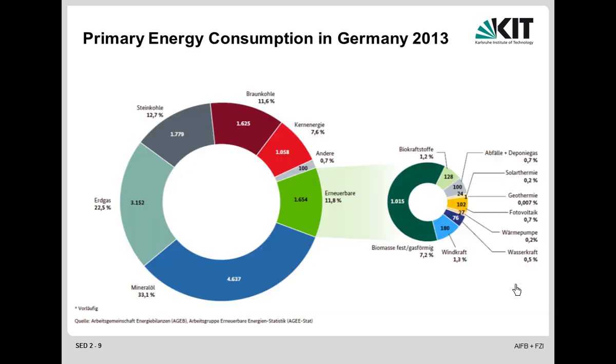This is again primary energy consumption shown in a slightly different way in 2013. Here we had 11.8% renewables, and then a certain distribution among all those renewables. I don't want to go into the details here. It's just showing that renewables have some share, but we are quite significantly dependent on mineral oil, gas, coal, lignite, and in 2013 still 7.6% nuclear power.